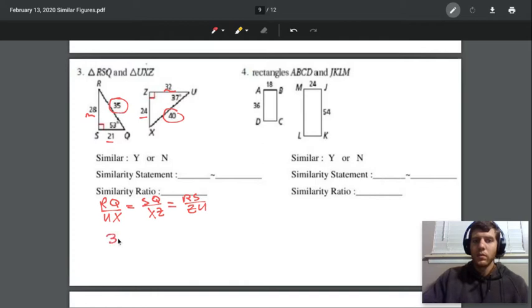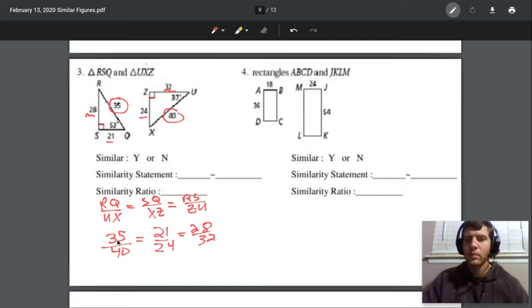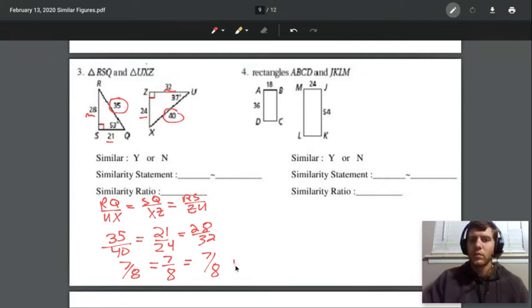Okay, so let's substitute in those values. RQ is 35, so we have 35 over 40. SQ here is 21, so we have 21 over 24. And we have RS, 28 over ZU, which is 32. So 28 over 32. If we reduce this, we can divide the numerator and the denominator by 5. If we divide by 5, we're going to end up with 7 over 8. Divide by 3 here, the numerator and the denominator, we're going to end up with 7 over 8. And then here we divide by 4, and we're going to end up with 7 over 8. So the ratios of the corresponding sides are going to be equal. That means that the sides are proportional, so we're good there.